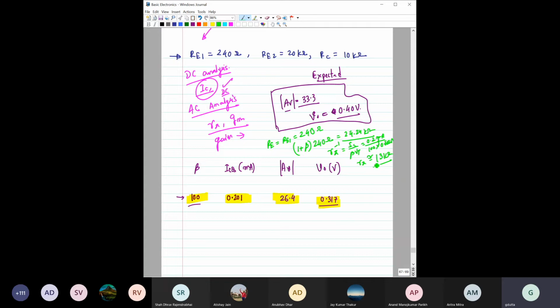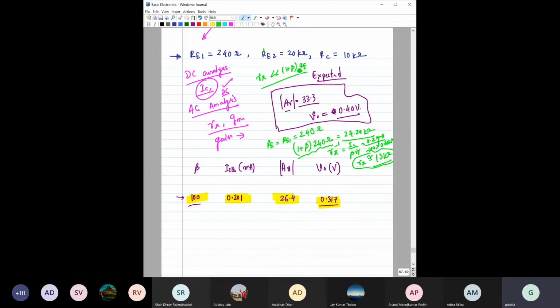Okay, so if it is 13 kilo ohm, then earlier we approximated that RE1 is much less than (1 plus beta) into RE. So is this condition valid? R pi is 13, and here (1 plus beta) into RE is 24.2, right? It's just 50%. So this approximation is not valid, right?